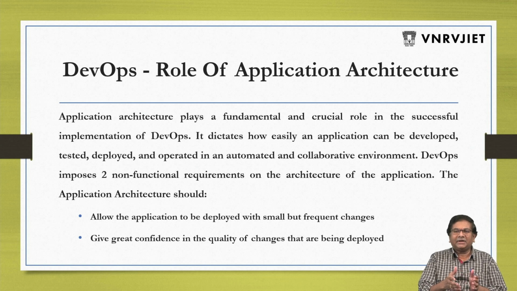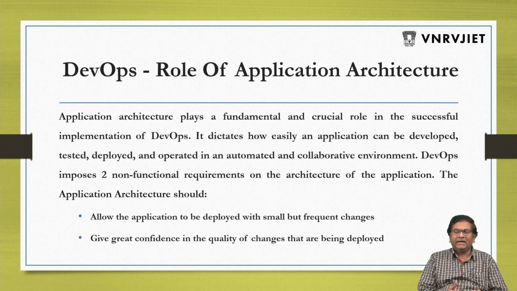What happens if the architecture is not good? That's what we are going to see in the next slides. DevOps imposes two non-functional requirements in the architecture of the application. The application architecture should allow the application to be deployed with small but frequent changes, which is an agile philosophy. Also, give great confidence in the quality of changes that are being deployed. This is also very, very important.